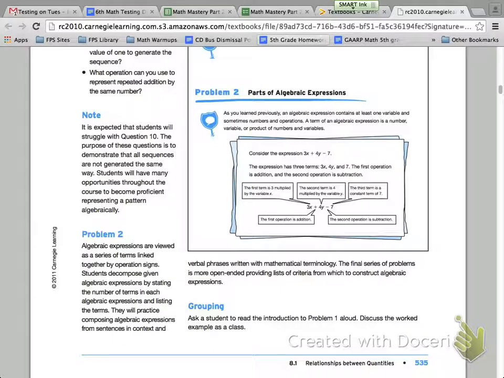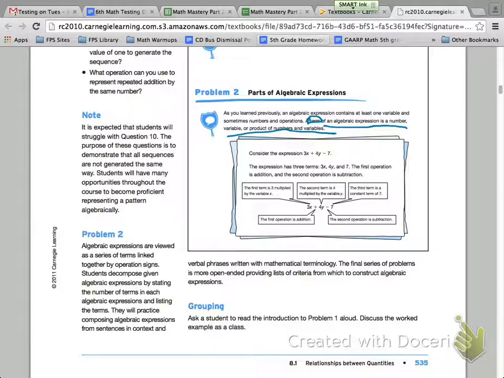Then as we continue this lesson, it says, as you learned previously, an algebraic expression contains at least one variable and sometimes numbers and operations. A term of an algebraic expression is a number, variable, or product of numbers and variables. So let's make sure that we mark that part of our text. A term of an algebraic expression is a number, variable, or product of numbers and variables.